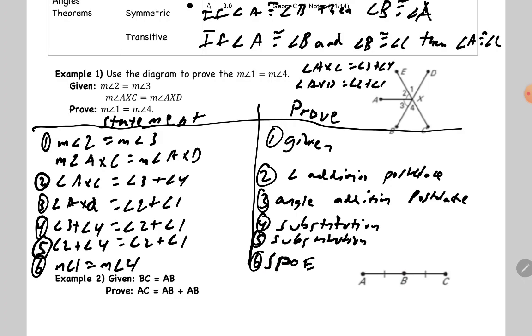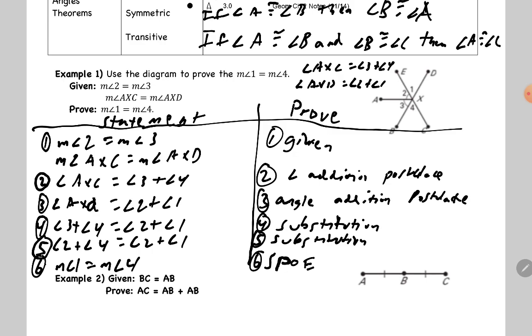Now once again, it just takes some practice to get through these. There are different ways of solving these, but it normally starts with your given, and then using your given to give you something else. For example, AXC is equal to AXD. Well, what is AXC? AXC is angle 3 plus angle 4. AXD is angle 2 plus angle 1. Since they're equal to each other, we can set angle 3 plus angle 4 equal to angle 2 plus angle 1. So it takes some experience.